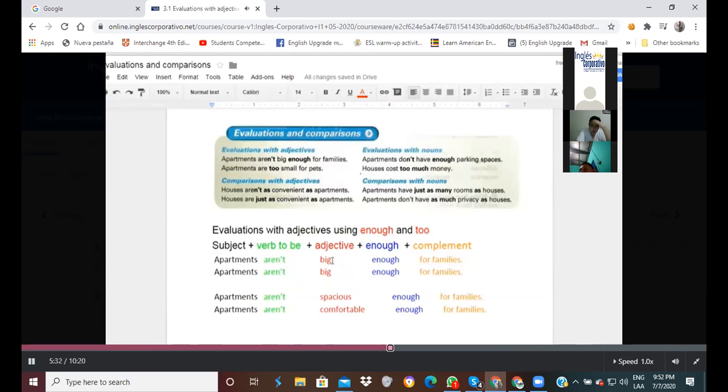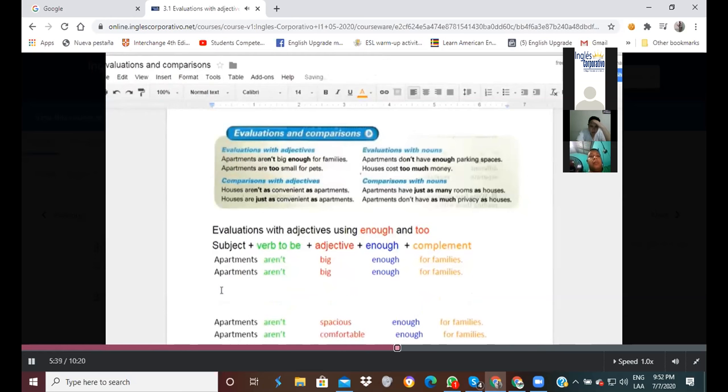So I want you to think about what is the opposite of big. Well, the opposite of big, we can think of that as being small, right? So in this case, I want you to notice what's going to change. So in this case, I'm going to say apartments are.